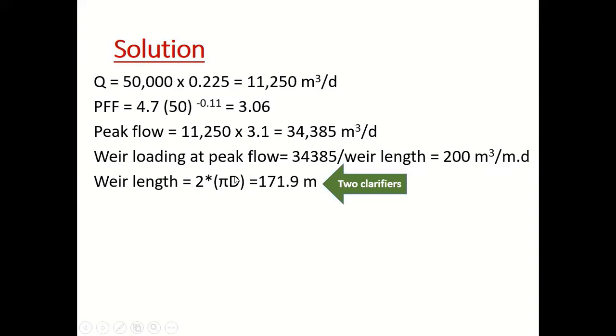171.9, because we have the diameter, so simply we can calculate the weir length. Okay, sorry, from the weir length, we calculate the diameter. So this diameter is for one clarifier. This diameter, of course, is for one clarifier, not for two. Why for one? Here, this is D, for one clarifier. We multiply by 2 because of the two clarifiers. So the D calculated here is for one clarifier. No need to divide it by 2 after that. It's already for one clarifier.